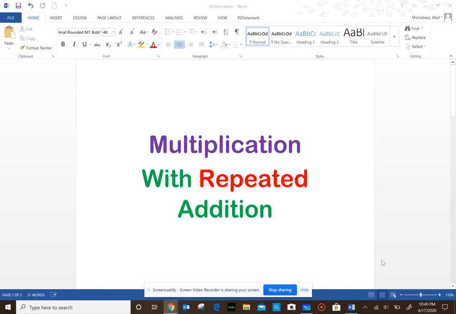I am a student teacher in Ms. Longoria's second grade classroom, and this week you're going to be focusing on multiplication with repeated addition.